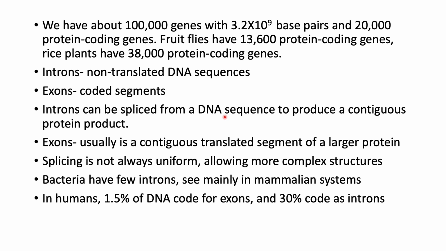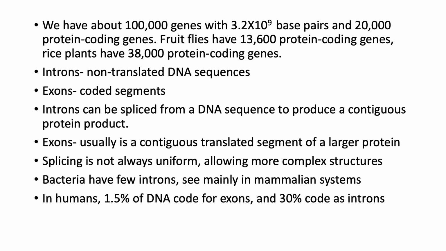So today we have about 100,000 genes with 3.2 billion base pairs and 20,000 protein coding genes. Fruit flies, by contrast, have 13,600 protein coding genes. Rice plants have 38,000 protein coding genes. There are introns, which are non-translated DNA sequences, and exons, which are the coded segments. You can splice the introns from a DNA sequence and produce a contiguous protein product.